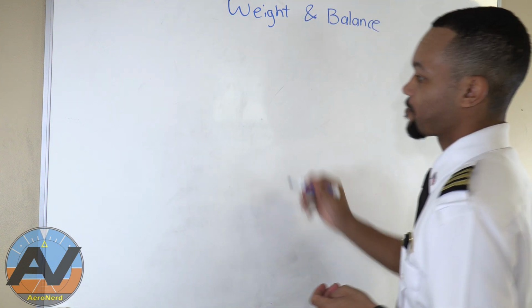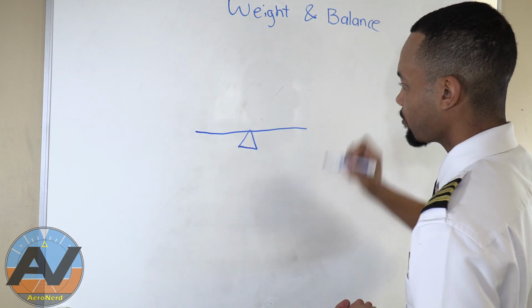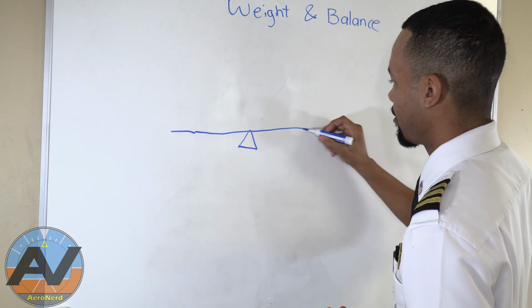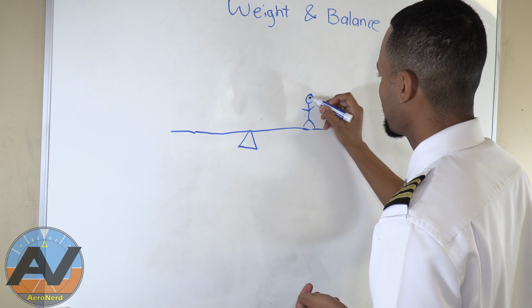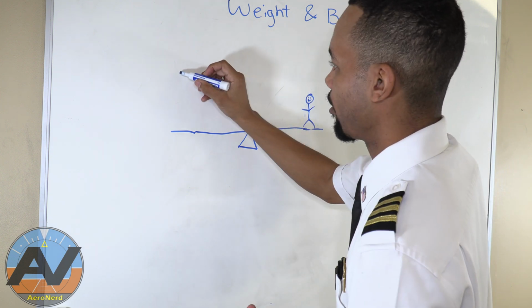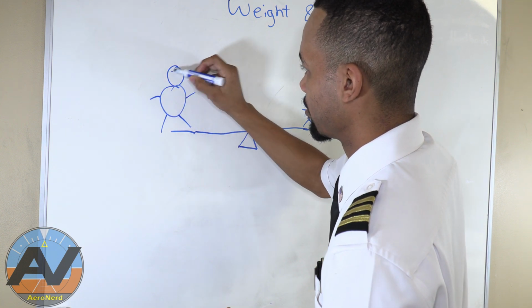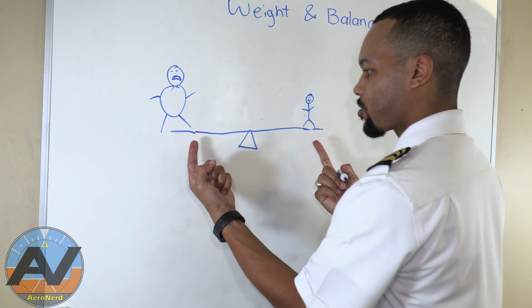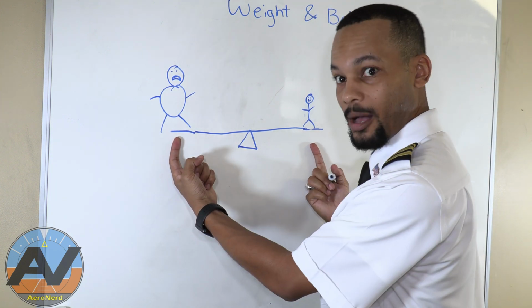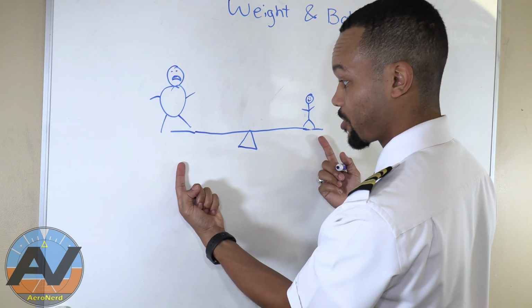So I'm going to start out with this. Let's say we have a seesaw right here, and let's say we have a small person right here. And then we have a large person right here. Oh, cool, so we got a big person. Which way will the seesaw drop? Obviously, it's going to go down this way, right? I got a big guy over here. It's going to drop this way.